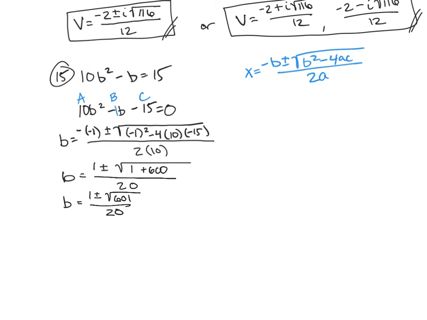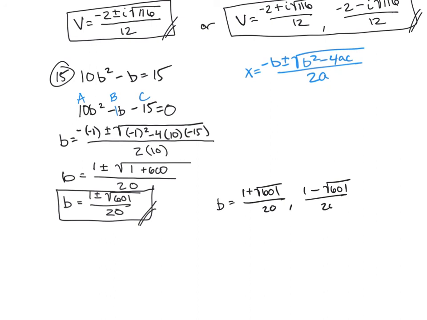Sometimes you get to here and that 601 can't turn into a nice number. It's not a perfect square. There's no negative in front, so we don't have to deal with i. This is it. You can also write it out separately as b is equal to 1 plus the square root of 601 over 20 and 1 minus the square root of 601 over 20 if you want.